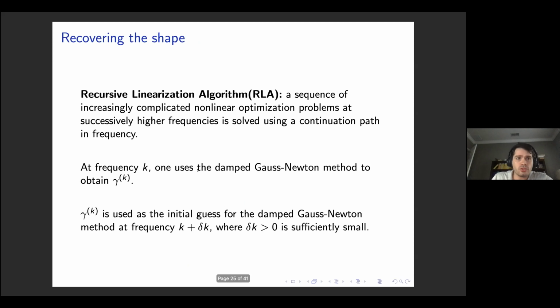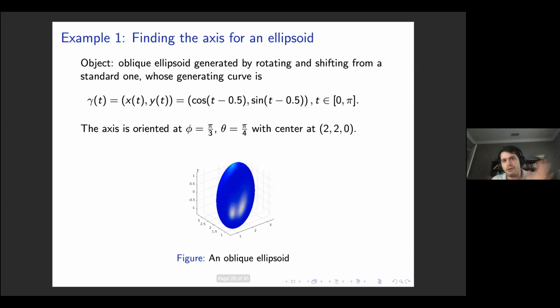Okay, so this is the general idea of the method. Let me present some examples here. The first example is just to find the axis of an ellipsoid, because it's the most manual part of the obstacle. So we try to find the axis for this ellipsoid here, given the scattered field.